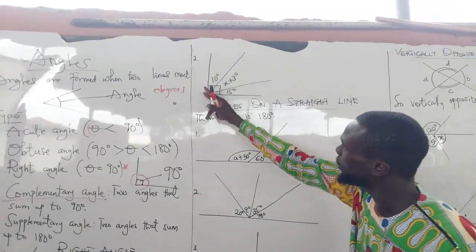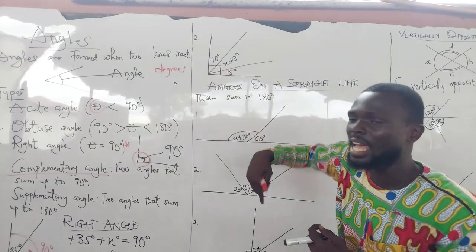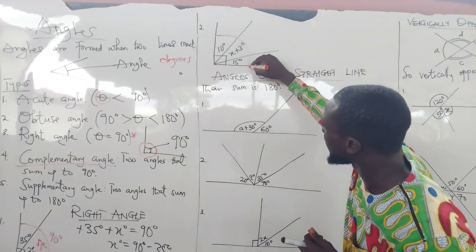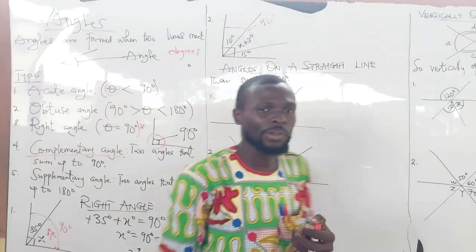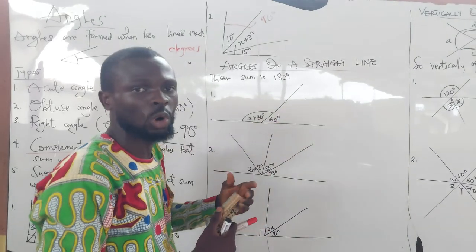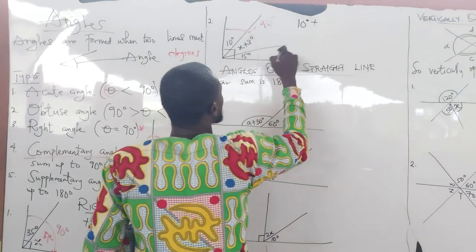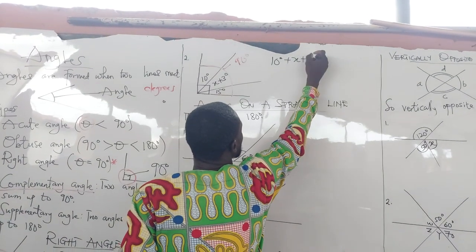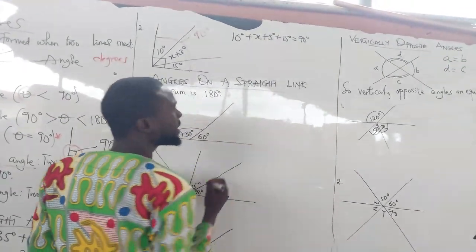Here too, you have this shape, which is telling you that I am at a right angle. And since I am at a right angle, if you sum everything here, that will give you 90 degrees. So what are we going to do? We are going to add this plus this plus this, then we equate it to 90 degrees. So we have 10 degrees plus x plus 3 degrees plus 15 degrees is equal to 90 degrees.